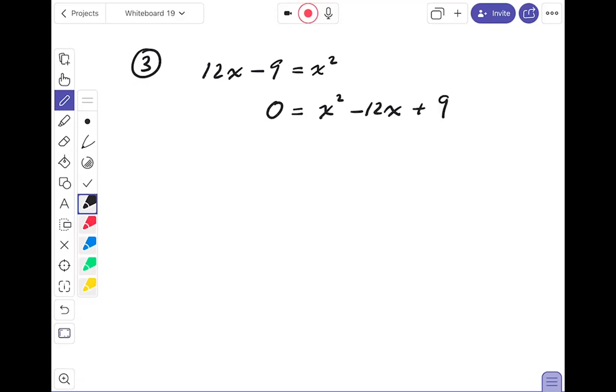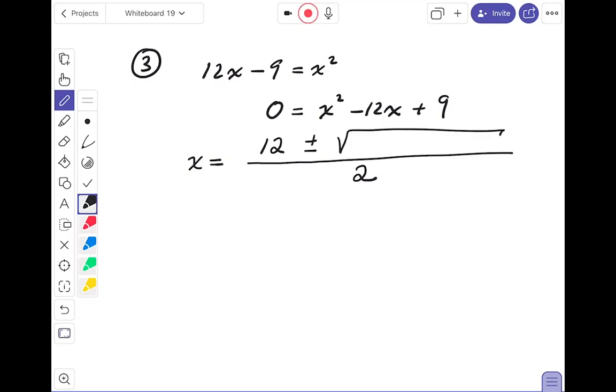All right. Now, I certainly know what the a is. The a is 1. I know the b is minus 12. And I know the c is 9. So let's write our answer down. Twice the a on bottom. Well, a is 1. That's 2. Opposite of b. Well, the b is minus 12. The opposite of b would be 12, plus or minus. Well, b squared, that's minus 12 times minus 12, is 144.